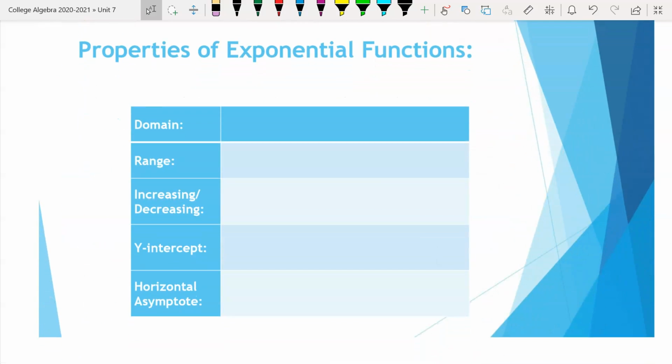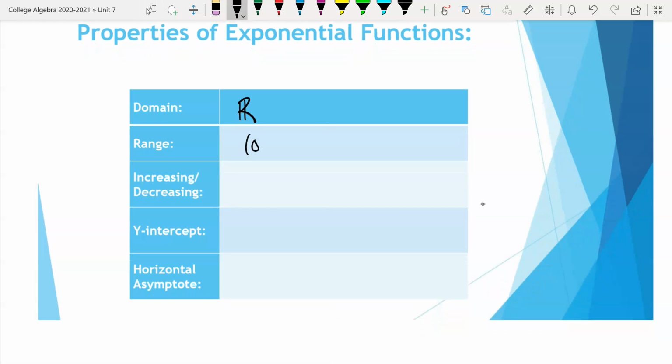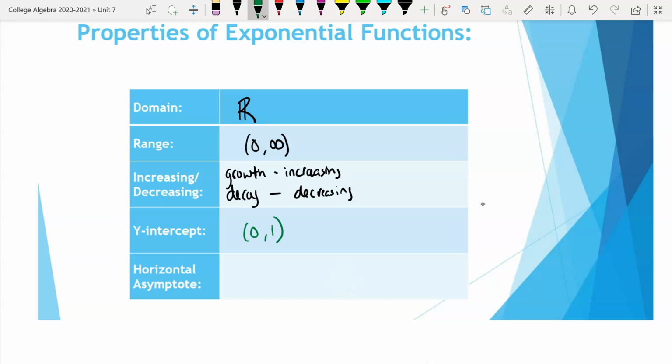So, properties of exponential functions. I don't know if you guys have noticed this. The domain is going to be all real numbers. Your range is depending on where your asymptote is. But for ours, it's going to be 0 to infinity. This is a general rule. If it's a growth problem, it's going to be increasing the whole time. If it's a decay problem, it's going to be decreasing the whole time. Your y-intercept is usually 1, unless we move it up or down, and we'll talk about those. And your horizontal asymptote is usually 0, unless, again, we move it up or down.